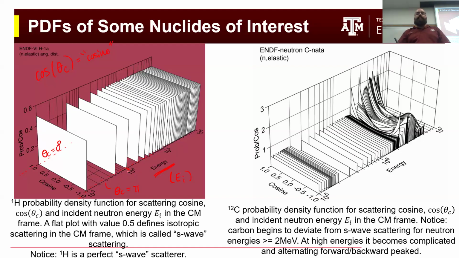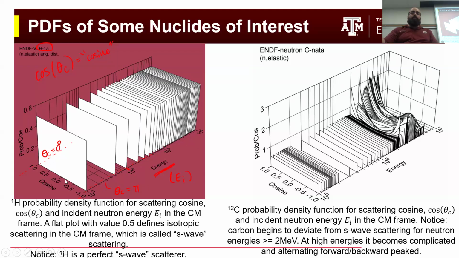So you look at the various, like, if my neutron has an energy of 10 to the 4 eV, then this is kind of showing me what's the probability of my scattering reactions coming out at various angles. And so this is for hydrogen 1. And notice that for hydrogen 1, it's a flat plot. For every single neutron energy, this probability is constant.